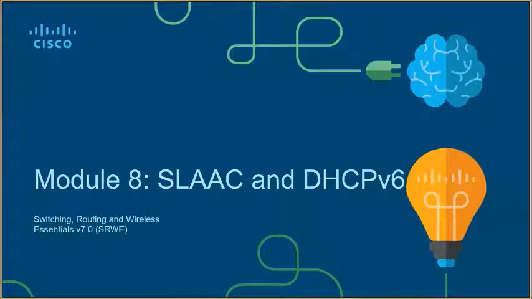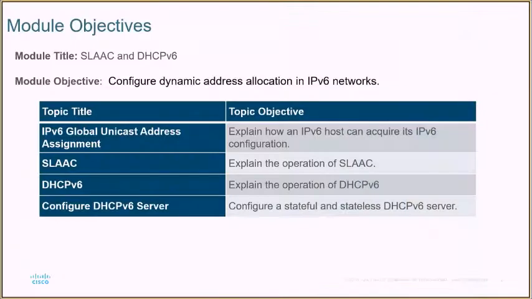Okay, so we're up to Module 8 of Switching, Routing and Wireless Essentials. So we're looking at SLAAC and DHCP for IP version 6. Basically this chapter is all about dynamic address allocation on IPv6, and we'll look at how you can get an IPv6 global unicast address.